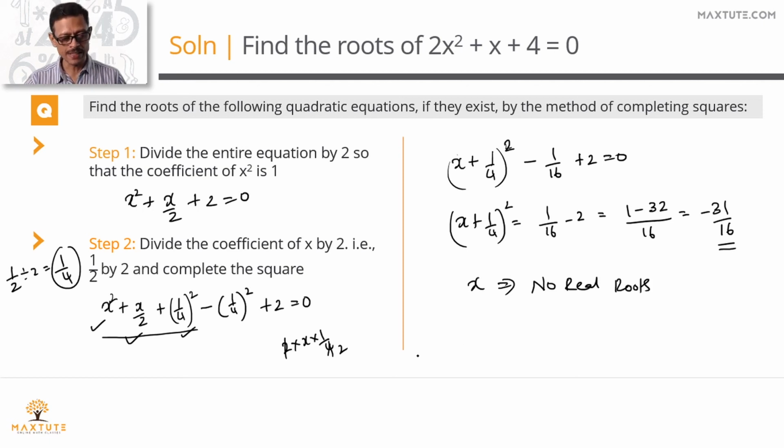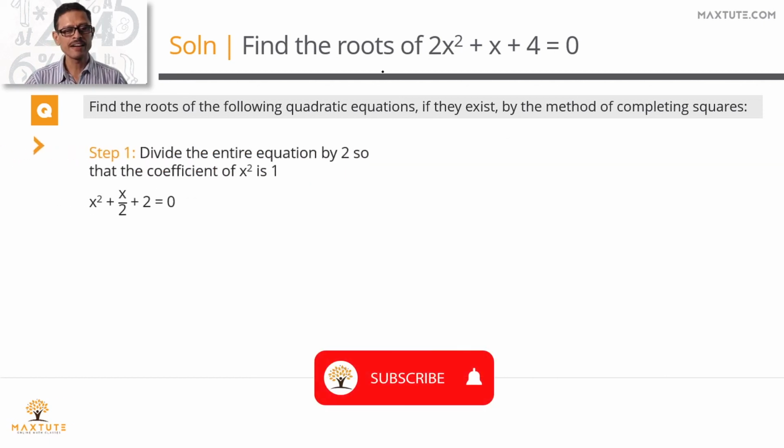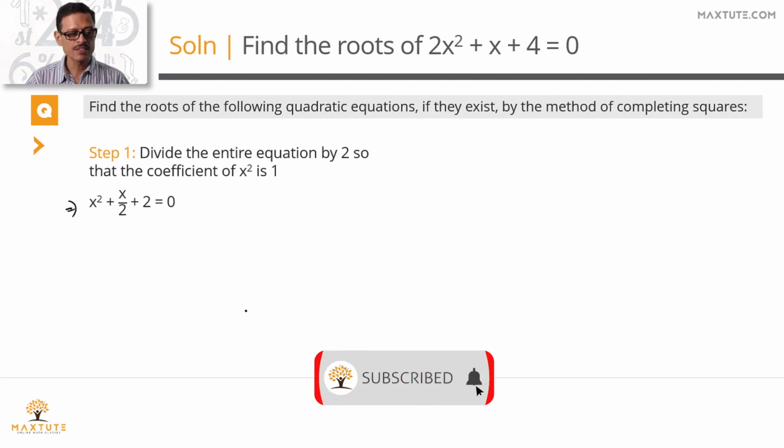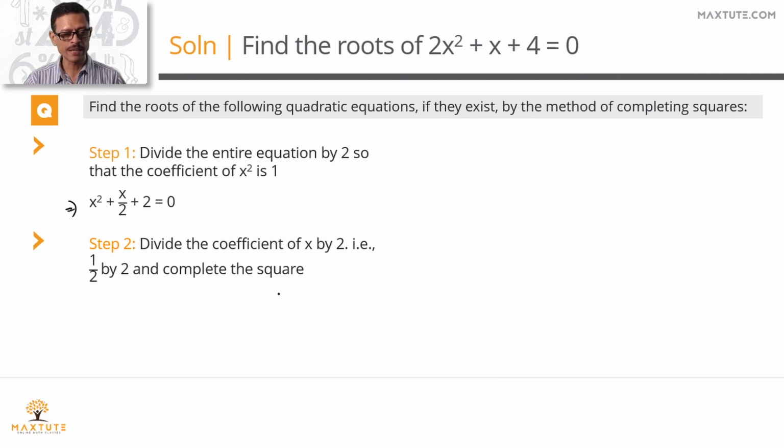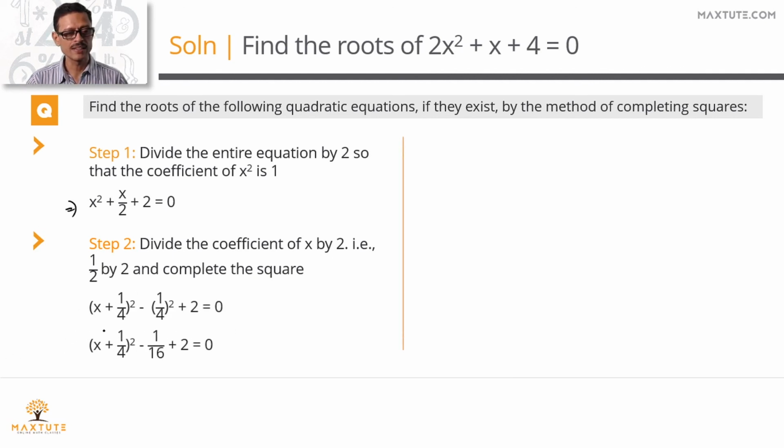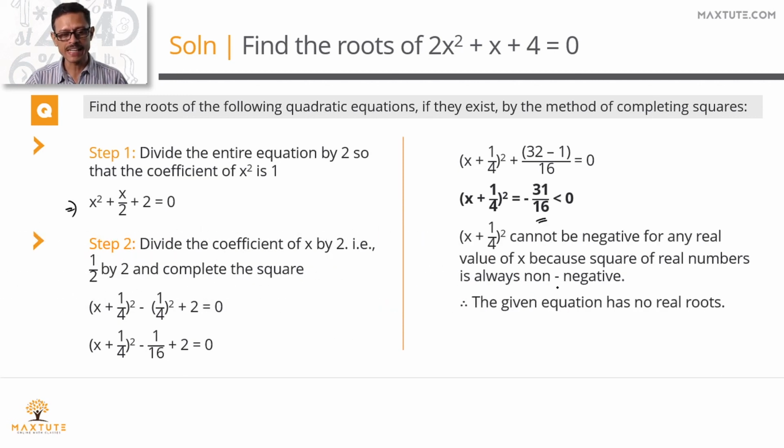Quickly summarize it in a printed form. Step 1, divide the entire equation by 2 so that the coefficient of x square becomes 1. This is the resultant equation. Step 2, pick the coefficient of x, which is 1 by 2, divide it by 2 and complete the square. The completed square is going to be x plus 1 by 4 the whole square minus 1 by 4 the whole square plus 2. This will result to x plus 1 by 4 the whole square equals minus 31 by 16. Squares cannot be negative. Squares can either be positive numbers or they will be 0. In this case, it ends up being negative. So this equation does not have any real roots.